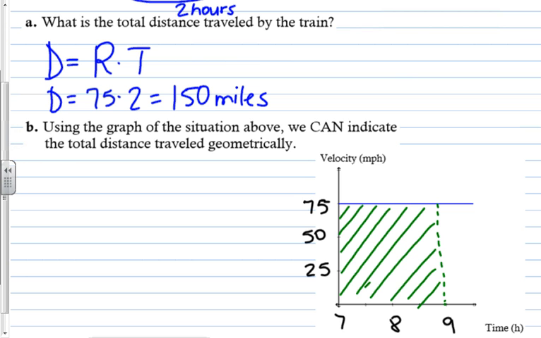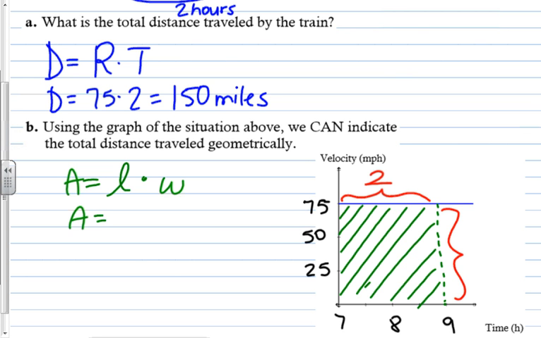So this is an easy geometric figure. It looks like a square, but it's probably more like a rectangle. And if you recall, area of a rectangle is just length times width. If I find the area of this rectangle, I will be able to tell you the distance traveled. So let's call the width 2, because it's 2 hours from 7 to 8 and 8 to 9. And let's call the length, from 0 to 75, 75. So 75 times 2, and voila, I get an area of 150.